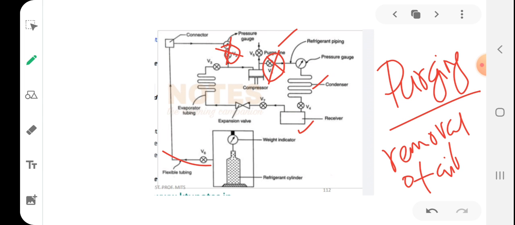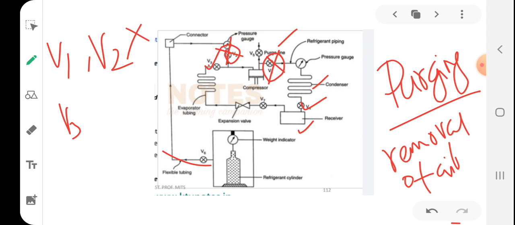Now open the valve V3. So V3, open this valve. Also open the valve to the inlet of the receiver. So V1 and V2 closed, V3 and V4 open. Okay, both of these are open. Then what happens?